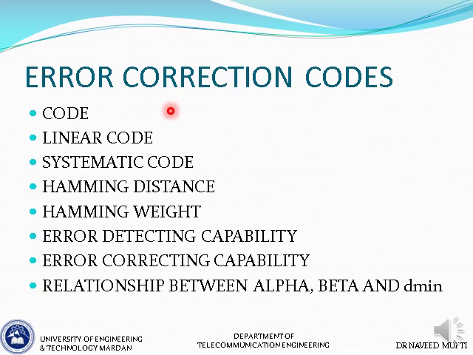So a systematic code is basically a subset of a linear code. So if a code is systematic, it is automatically linear. So that's what you need to remember. I'll give you an example on the next slide, and it will become clear.